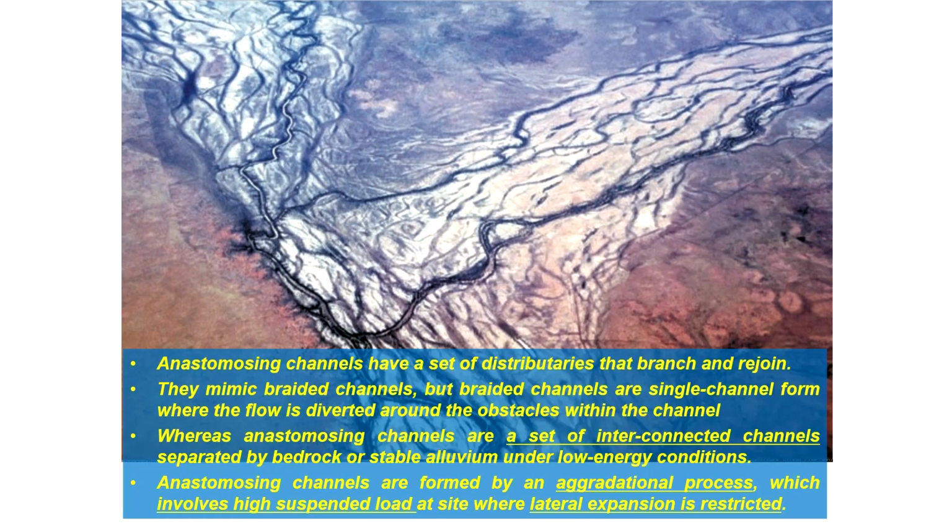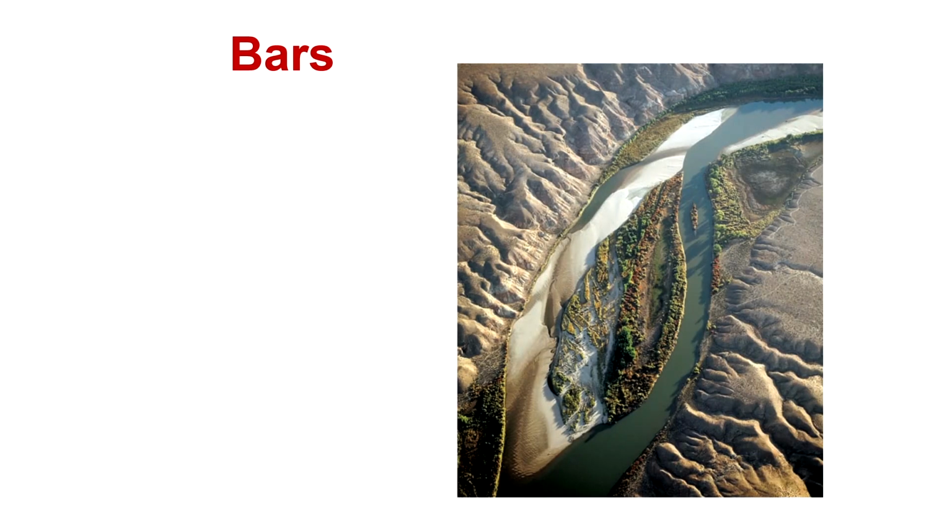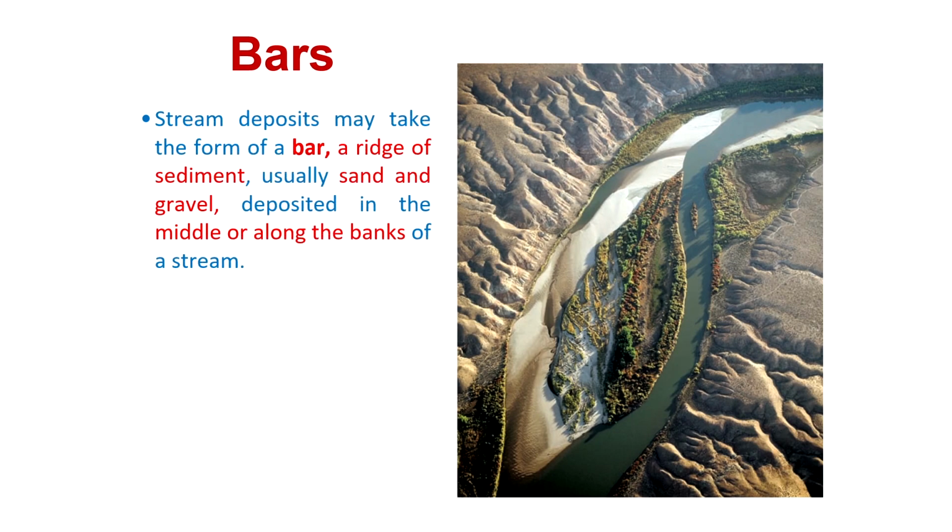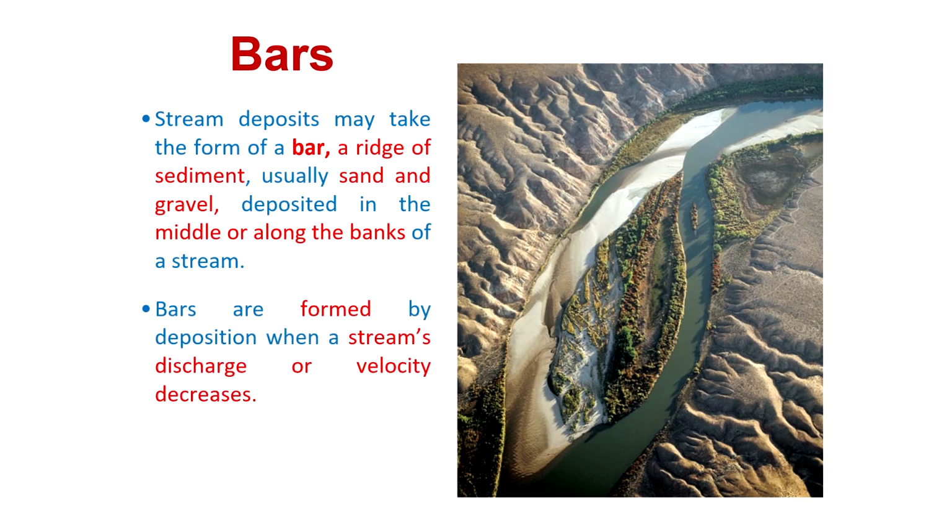High suspended load obviously talks about the finer material, whereas in braided we have coarser material. Suspended load at sites where lateral expansion is restricted, whereas in the braided river it expands laterally. So this is what typical bars will be seen if you look at the braided channels.